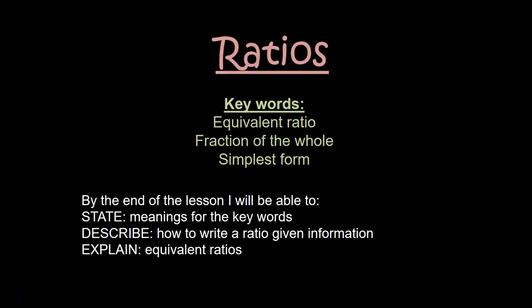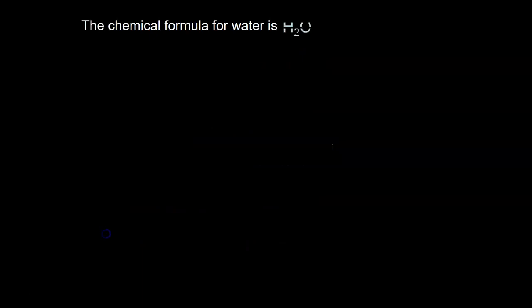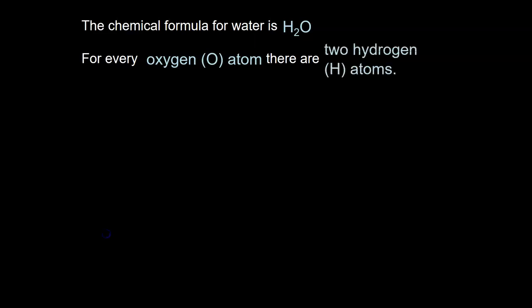Okay, so today's lesson is on ratios. Now, our chemical formula for water was H2O. Let's have a think about what that means. It means that for every one oxygen atom, there are 2 hydrogen atoms. So the 2 goes with the H there.